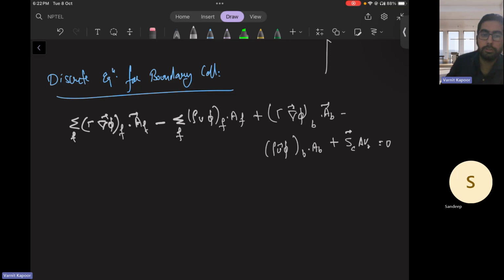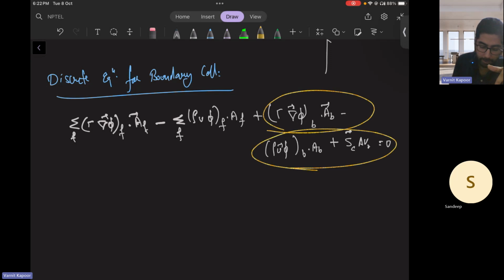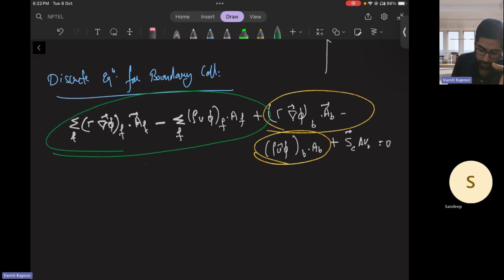So the terms corresponding to this discrete equation for the boundary cell: we basically have the diffusion terms, the integral terms which is the first term as I told, and the convection term, rho U phi. For interior faces, the triangular cells here have two interior faces, and then we have the boundary face. This represents the boundary part, and this represents the interior face.